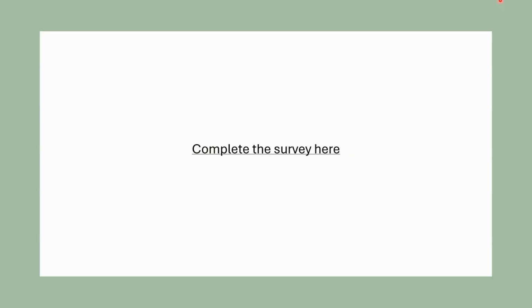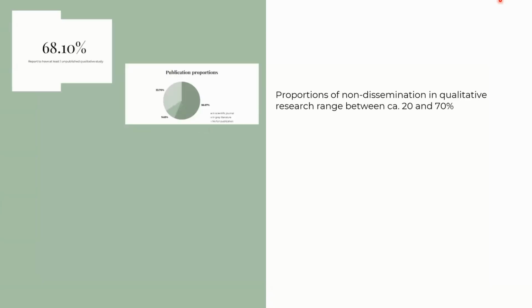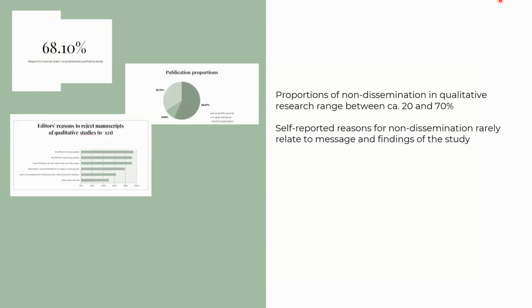And this brings me to the summary of my content, basically. What we found is that the proportions of non-dissemination in qualitative research range between 20 and 70%. Self-reported reasons for non-dissemination rarely relate to message and findings of the study.